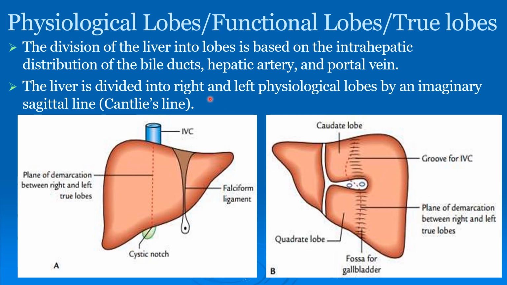The liver is divided into right and left physiological lobes by an imaginary line in the sagittal plane called Cantlie's line. This is the imaginary line. It is drawn between the cystic notch and the inferior vena cava. In this image, this is the imaginary line. Right of this line is the right lobe and this is the left lobe.